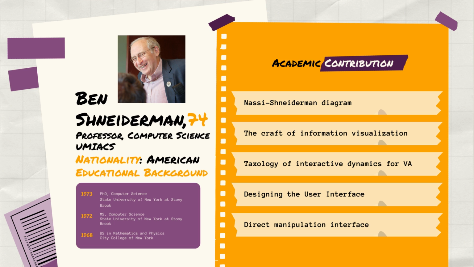Today we're going to talk about Ben Shneiderman, who is an American computer scientist. Born in New York, Shneiderman attended the Bronx High School of Science and received a BS in Mathematics and Physics from the City College of New York in 1968. He then went on to study at the State University of New York at Stony Brook, where he received an MS in Computer Science in 1972 and graduated with a PhD in 1973.